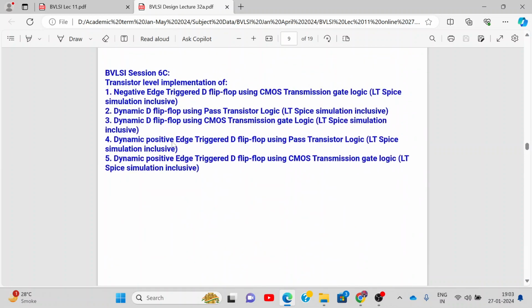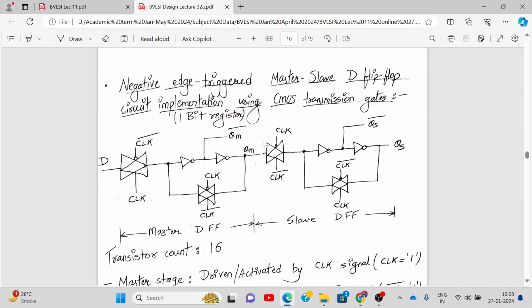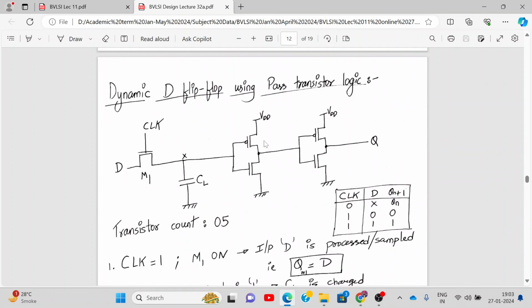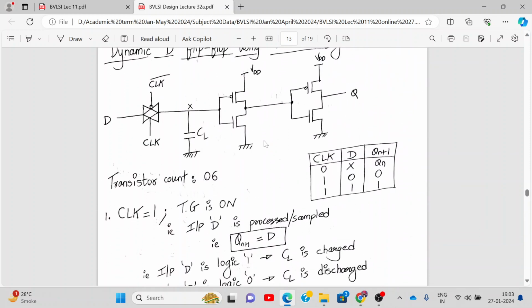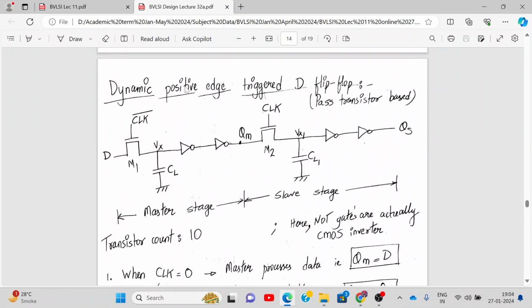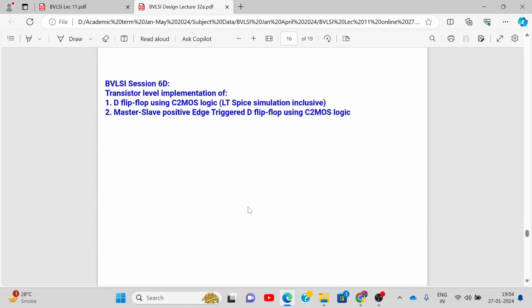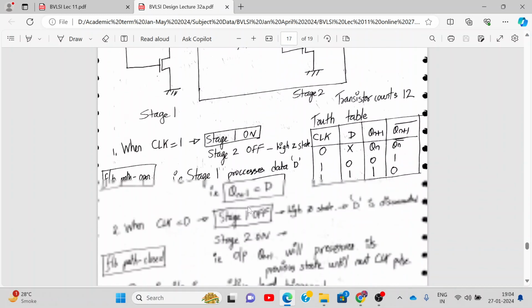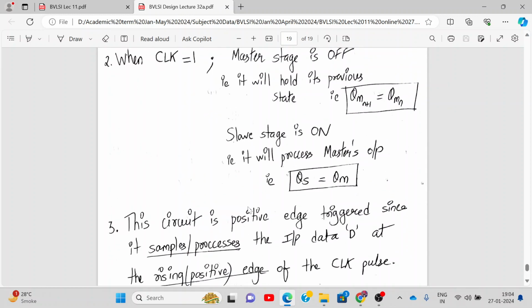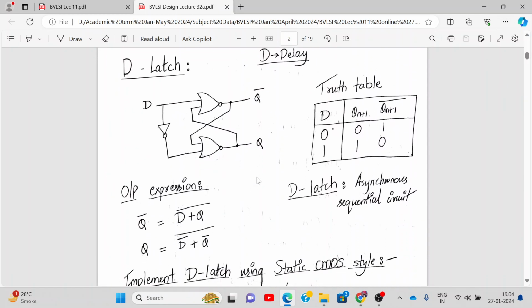Then we'll do dynamic positive edge triggered. Okay, we will also use this negative edge triggered master slave D flip flop. Master slave D flip flop भी है. And then we also have dynamic D flip flop using pass transistor logic, using transmission gate. D flip flop remaining, but lot of varieties are left. Dynamic positive edge triggered D flip flop. Okay, then this is the same. And then we have D flip flop using C square MOS logic. And finally positive edge trigger D flip flop using C square MOS logic. So these all topics are remaining still. So we will cover it in the next class, in the actual classroom.